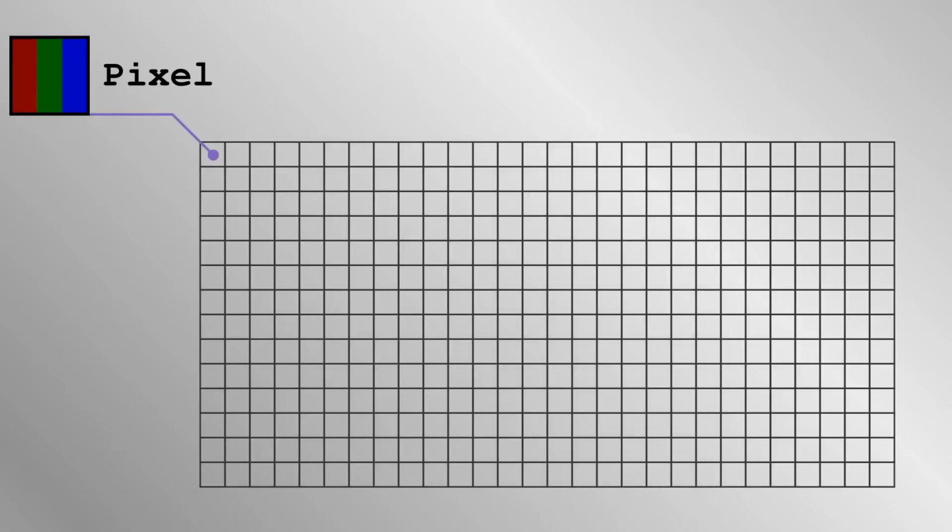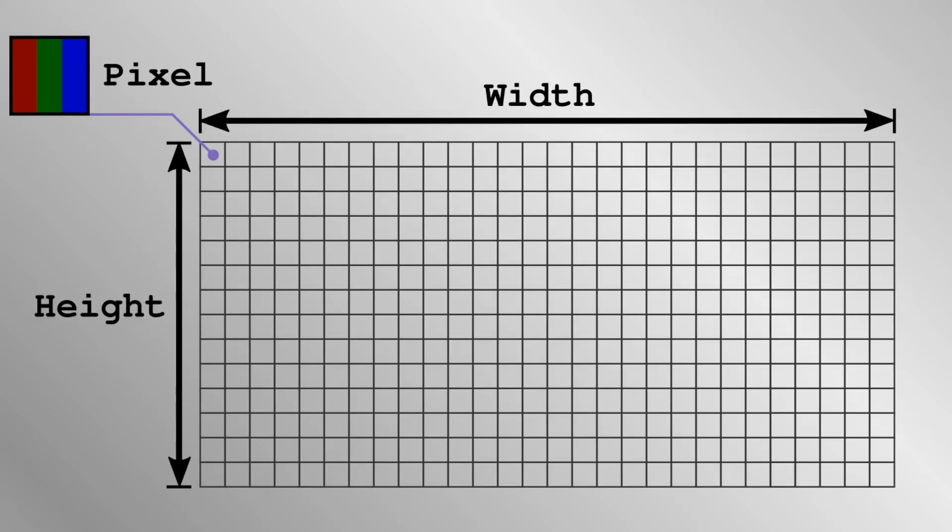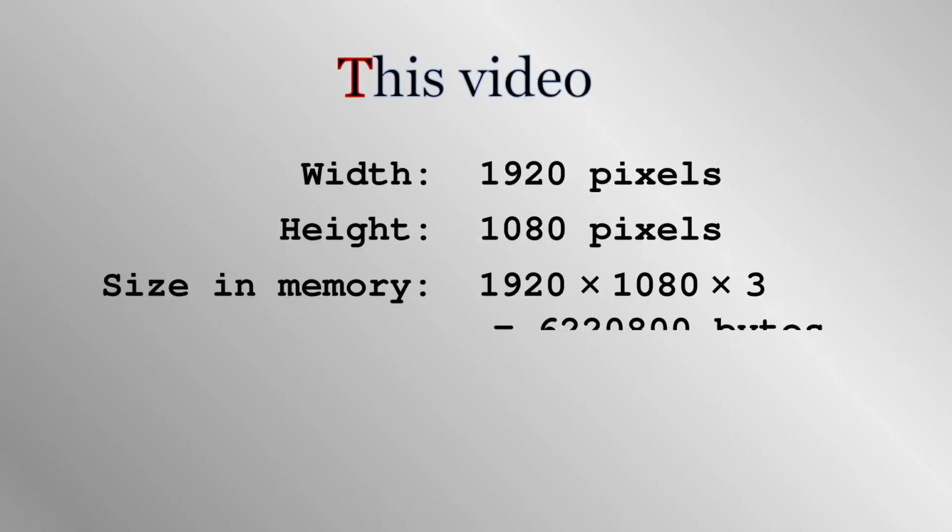A little spot composed of 3 colors like this, no matter what technology is used, is called a pixel. A display has pixels arranged in rows and columns to form a 2-dimensional grid. For example, this video at maximum resolution is 1920 pixels in width by 1080 pixels in height. The number of bytes it takes to fill a display in memory is 3 times the width times the height.